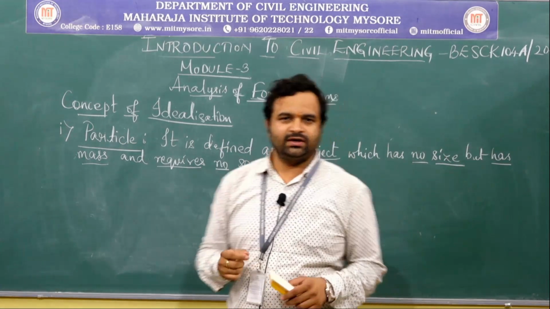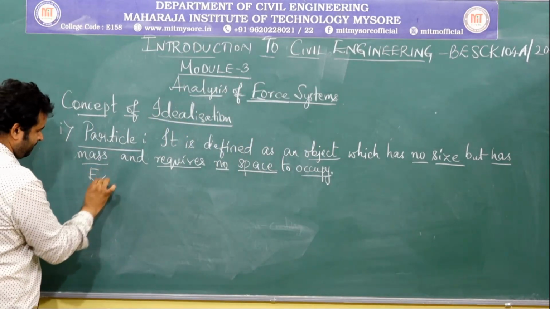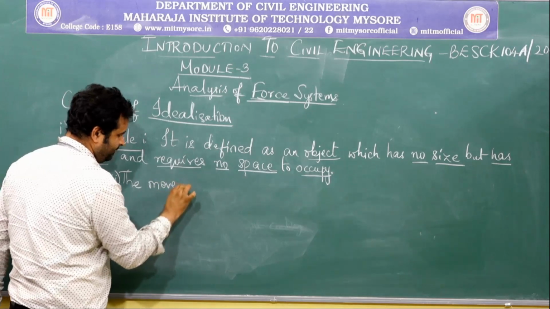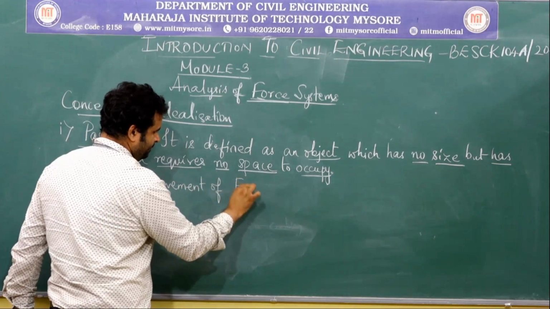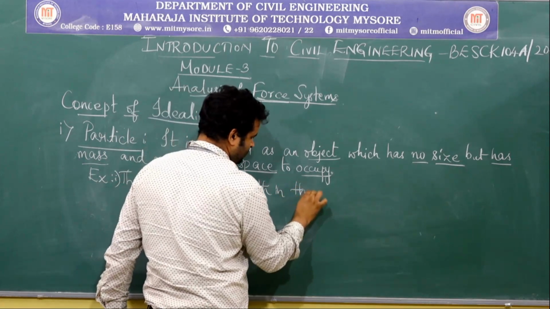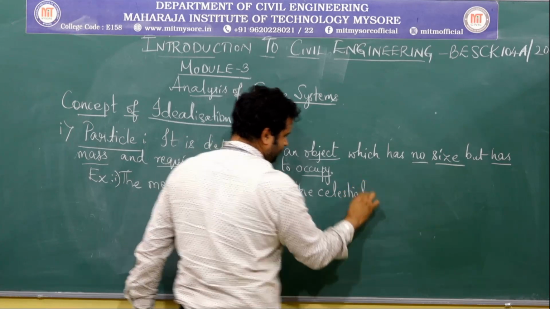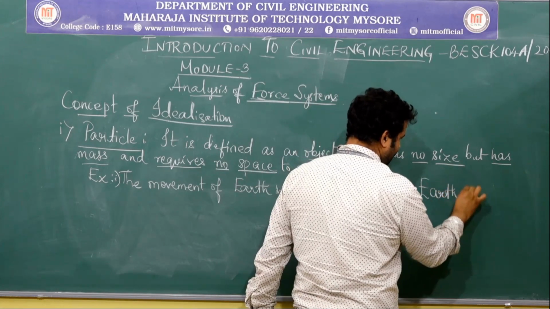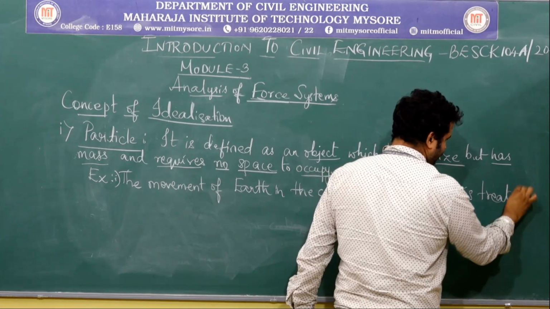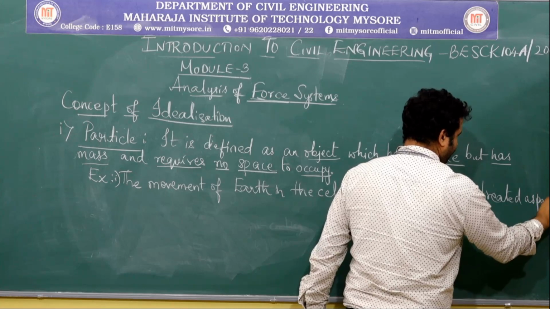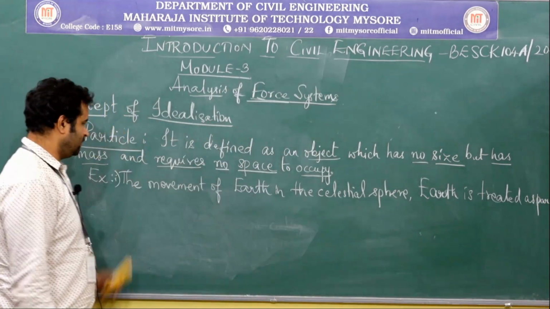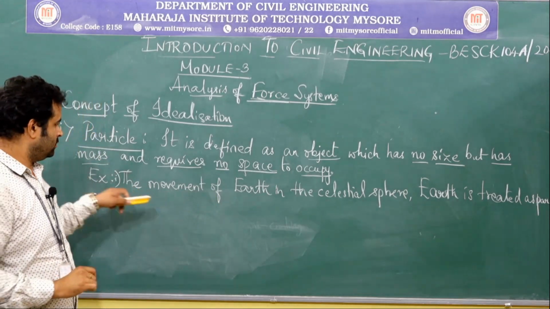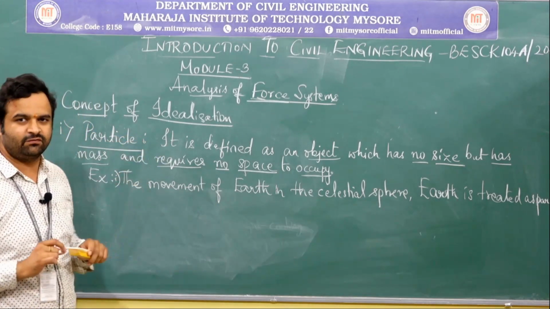So, if I give you an example, number 1, the movement of earth in the celestial sphere where earth is treated as a particle. The movement of earth in the celestial sphere wherein the earth is treated as a particle. So, now by looking at this example, try to understand the definition of particle here.